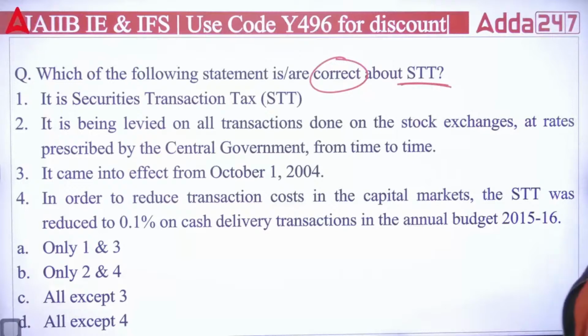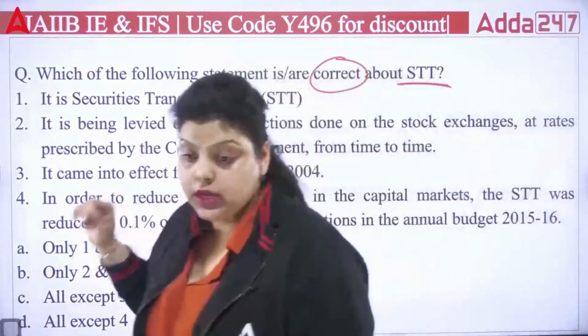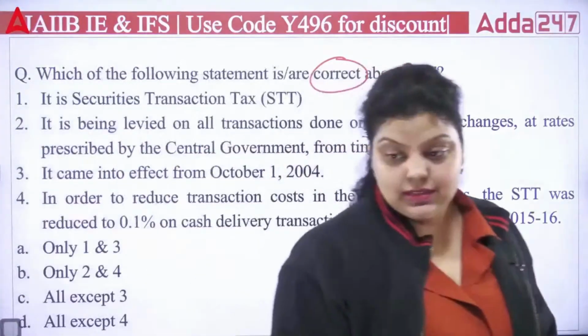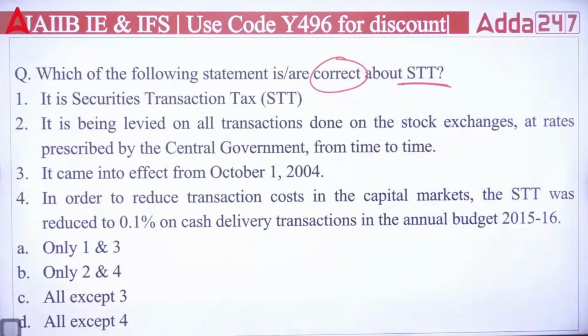So what do you think? Which of the following is correct about STT? Only 1 and 3, 2 and 4, all except 3, all except 4. Let me know the answer. A, B, C or D? Which of the following is correct here?